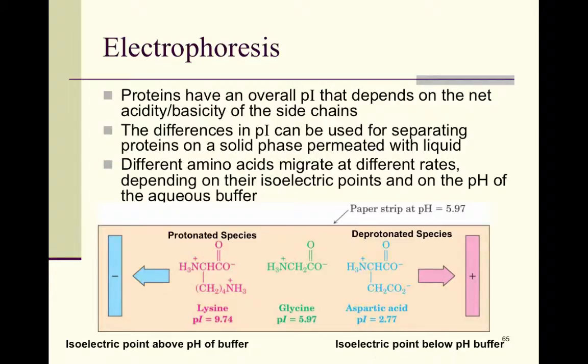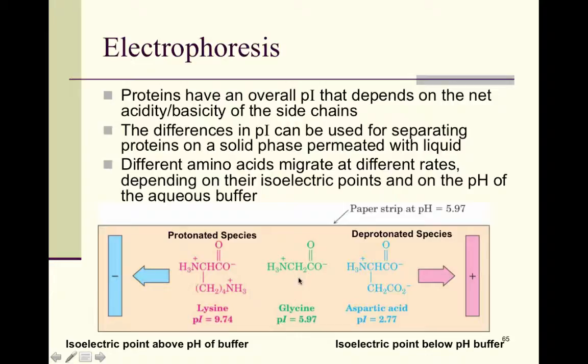We can use this difference in isoelectric points to separate the amino acids from each other, and this is a process known as electrophoresis. Proteins have an overall pI that depends on the net acidity or basicity of the side chains. The differences in pI can be used for separating proteins on a solid phase permeated with liquid. Different amino acids migrate at different rates, depending on their isoelectric point and on the pH of the aqueous buffer.